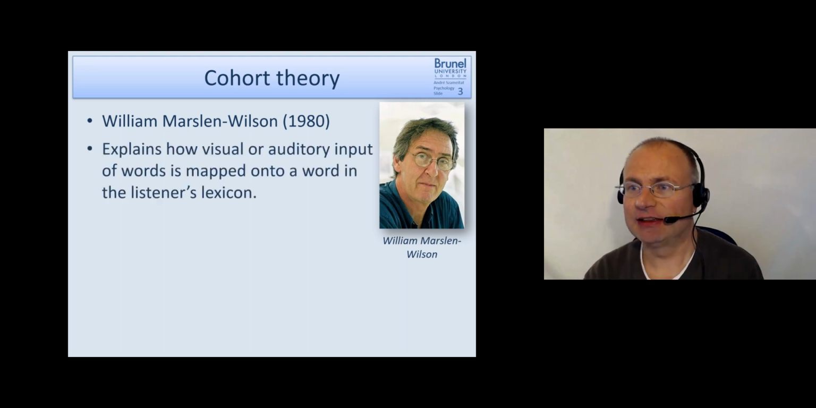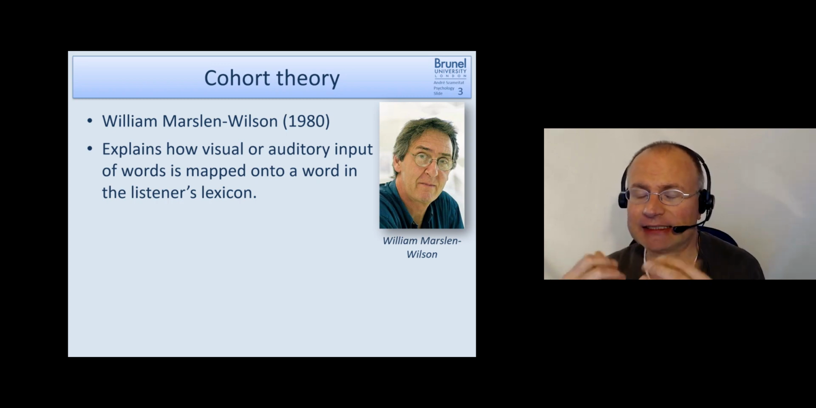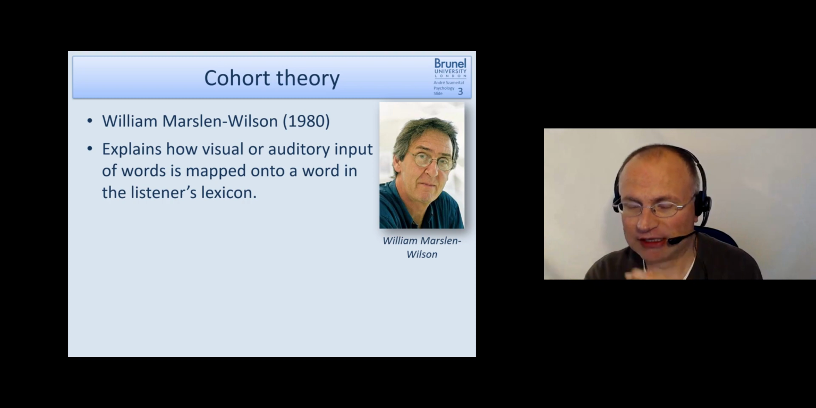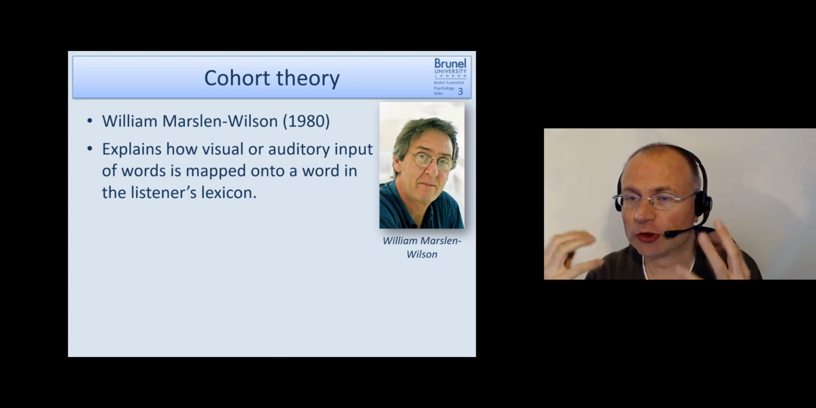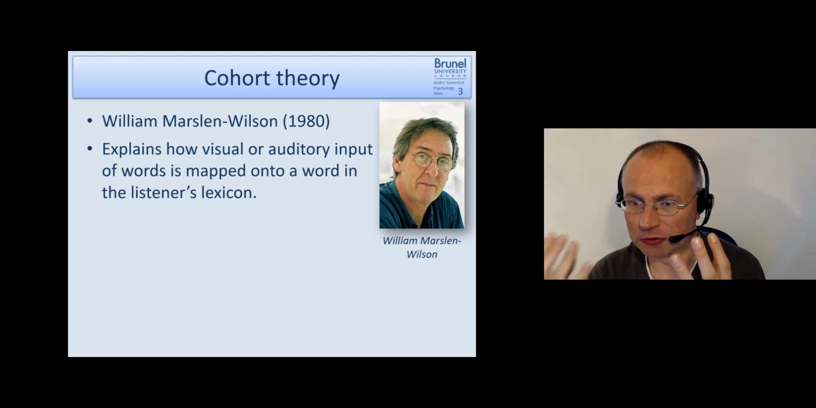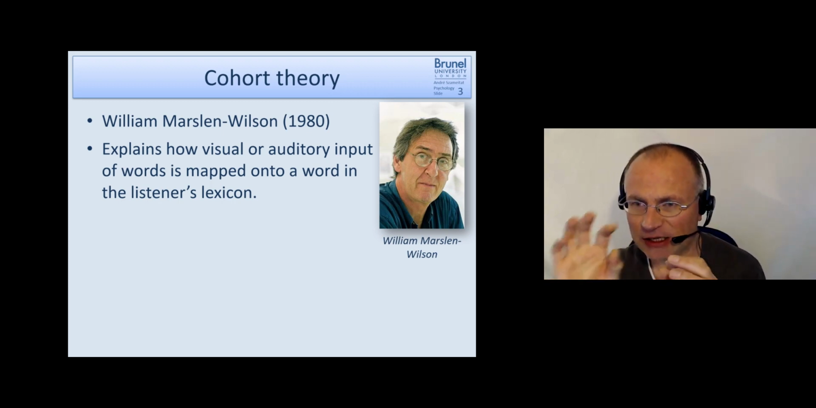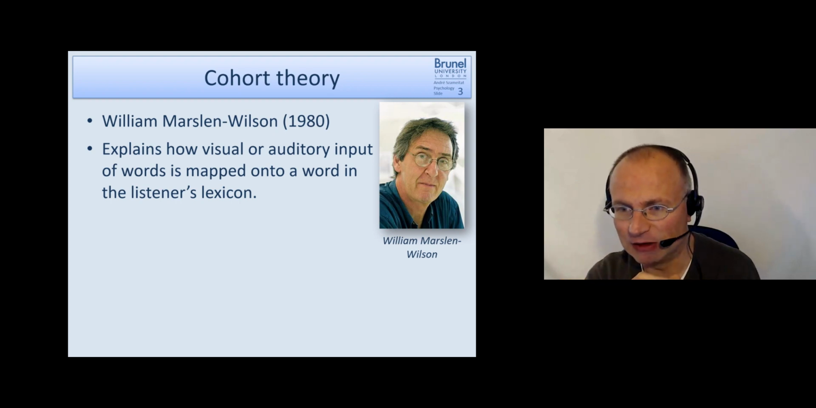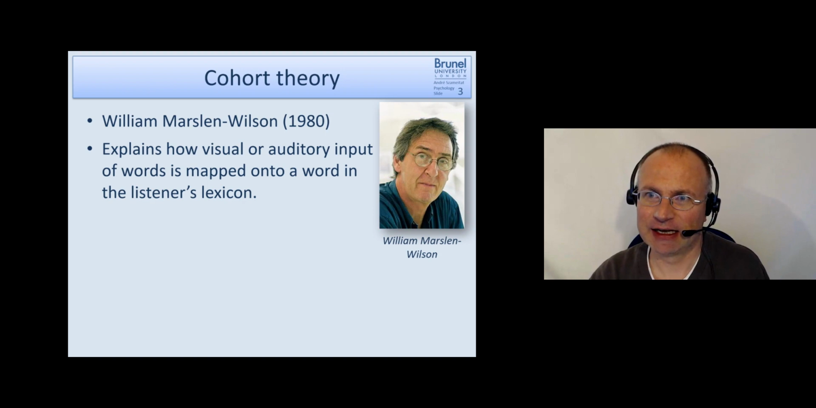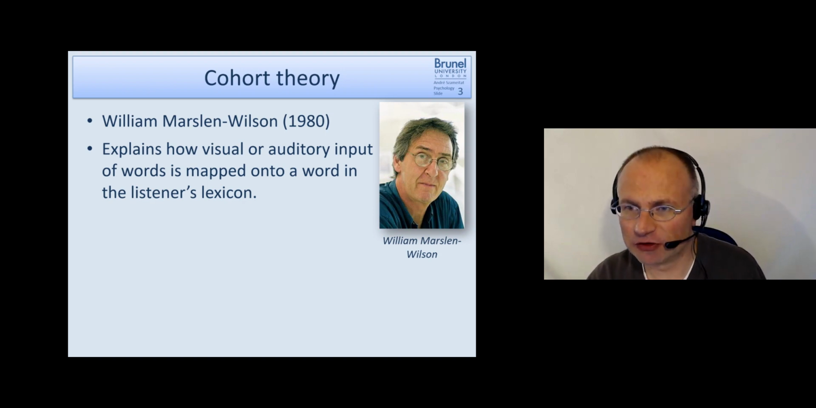And this is a very cognitive model and explains how visual or auditory input, so it holds for both, of words is mapped onto a word in the listener's lexicon. So our lexicon is our long-term memory, so to say, of all the words we know. And when we hear or read something, we have to decide which word it is in our lexicon. So there has to be an identification and mapping onto that. And the cohort theory explains this process.